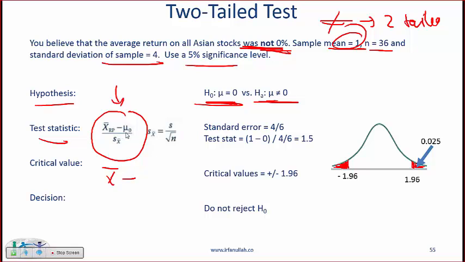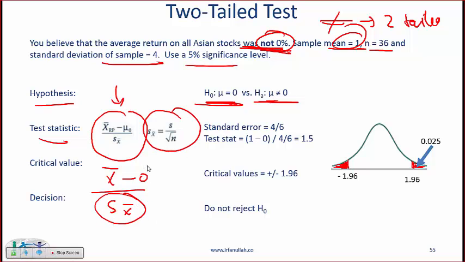Minus mu naught is the hypothesized value, which is coming from here, so that's 0. And then Sx bar is the standard error. It is also the standard deviation of the sample mean. And what's the formula for Sx bar? This formula is S over root n. In this case, we are given the S, which is the standard deviation of the sample, and we are given n.